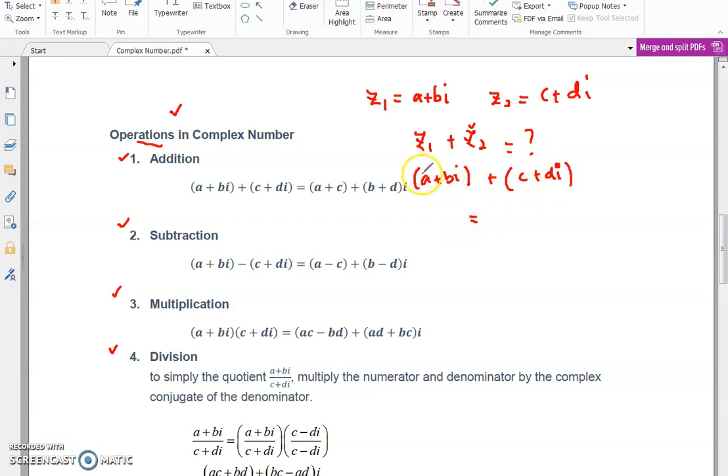Then this is your real part, and this is your real part, so we just combine the real parts together and get a plus c. The sign in the middle is always plus because the operation here is addition.